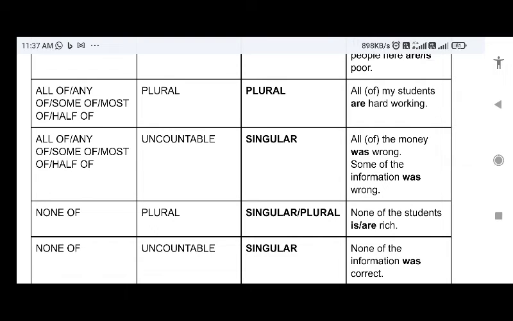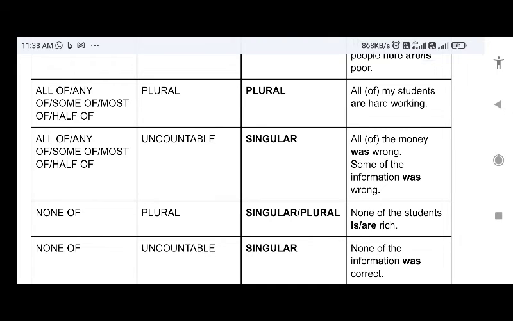How is the rule here? See, all of the money was wrong. See, it means it was not honest money. Some of the information was wrong. It is not that were wrong. Here also you have to remember that information is always written as information, meaning you cannot add s to it, and its sense is plural because it is attached with all of. Information is uncountable, you can't count how much is there, how many are there. So because it is attached with all of, we have to add was here.